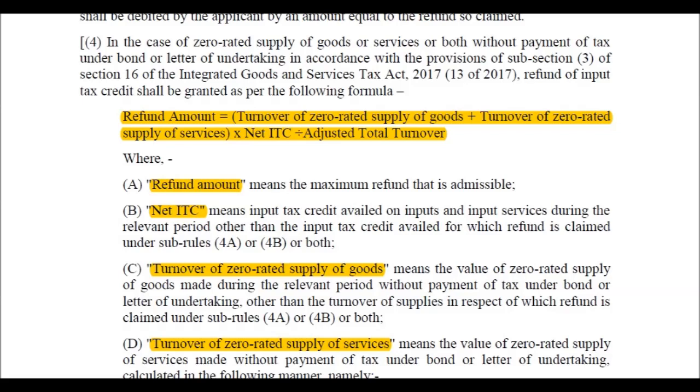Adjusted total turnover, turnover of zero rated supply of goods plus services, and net input tax credit each have a meaning assigned in this formula in rule 89 sub-rule 4. You can check it out, but all the figures should be for the relevant period. If you are taking the refund for 1 month, then the turnover, the net input tax credit and the adjusted turnover should be for the same period, and that is quite obvious. So this is the formula for taking the refund of unutilized input tax credit if you are opting for export without payment of duty.